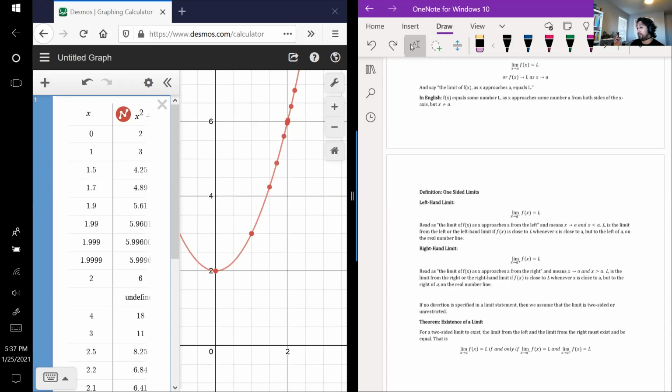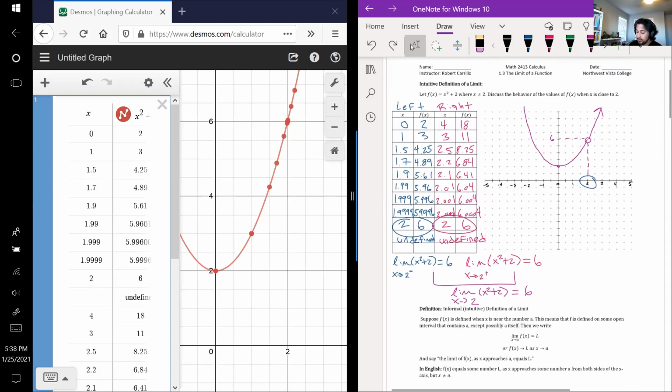And then the right-hand limit. We did the right-hand limit already. The limit of f of x as x approaches a from the right means that as x approaches a, all the values of x are greater than a. Once again, we approached 2 from the right side, meaning all these numbers were bigger than 2. So based on the definition, as we approach 2 from the right, we saw our y values getting closer and closer to 6. And that's your right-hand limit.